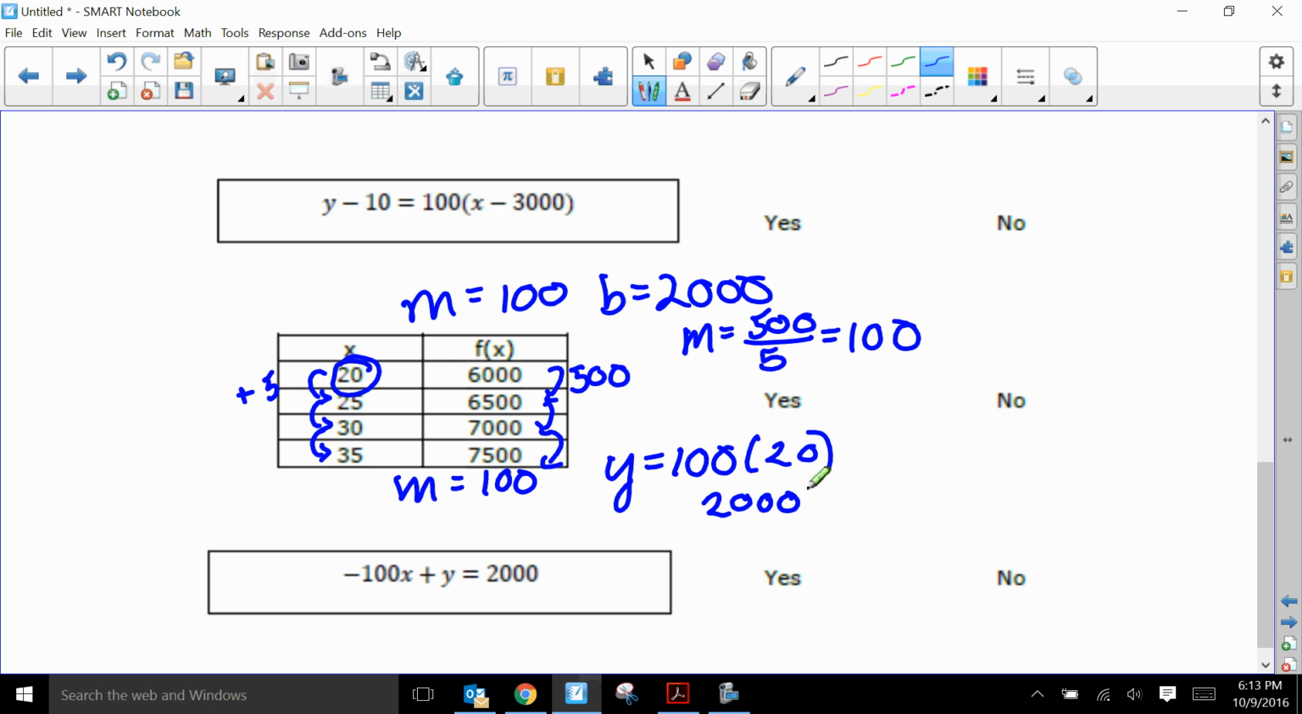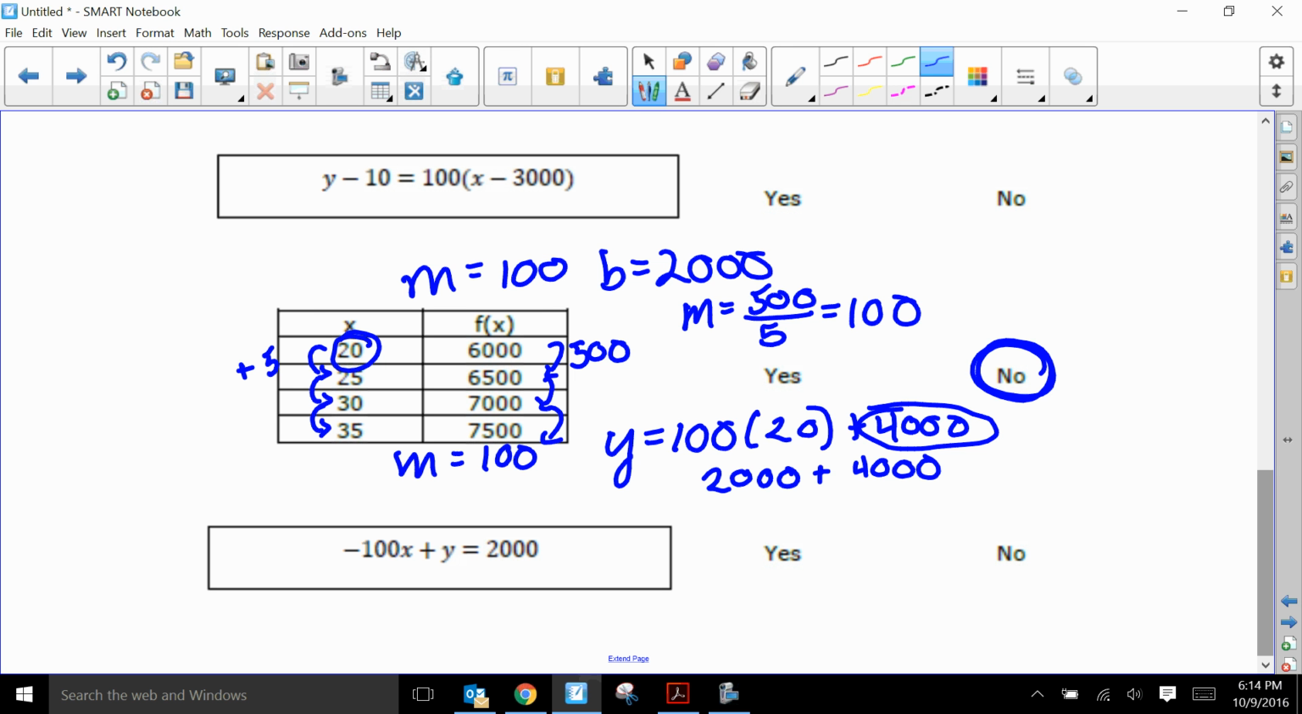2,000, right? Well, I need to get to 6,000, so I'm going to add 4,000 to get to that. Okay, so I'm having to add 4,000 on. Well, if I'm having to add 4,000 and I'm looking for a y-intercept of 2,000, this cannot be the same function. So the rule would have to be 100x plus 4,000, not 100x plus 2,000. So no, that one will not work.